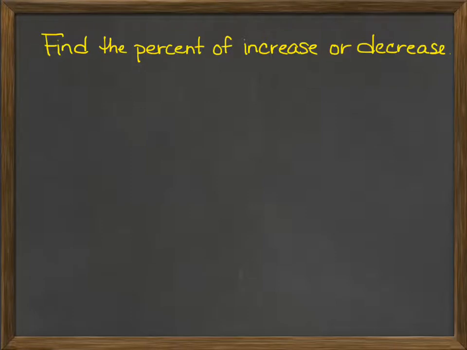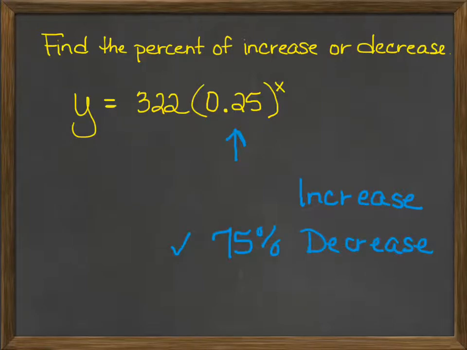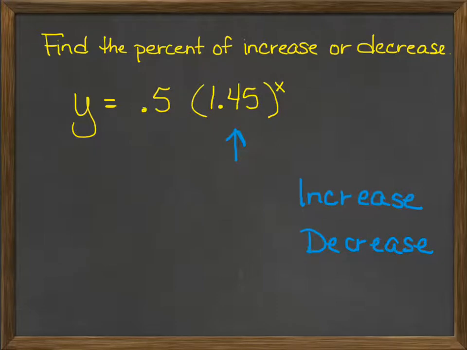Percent of increase or decrease? It's a 25% increase. We start with 100%. And it's gone up 25%. This one is going to be a 75% decrease. Again, you started with 1, and now it's at 0.25, which means there's a 75% decrease. 45% increase. This is a decrease of 55%. This is an increase of 20%.